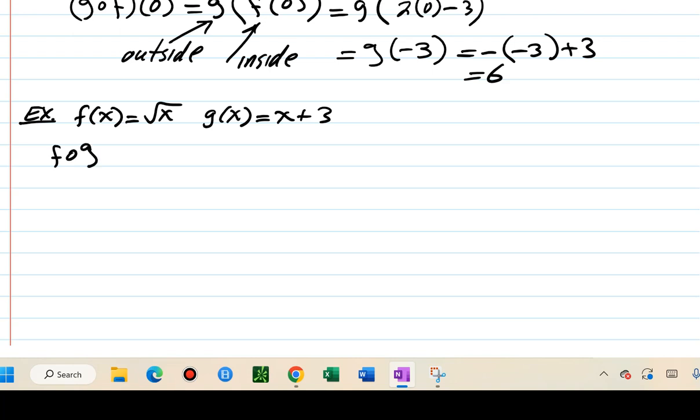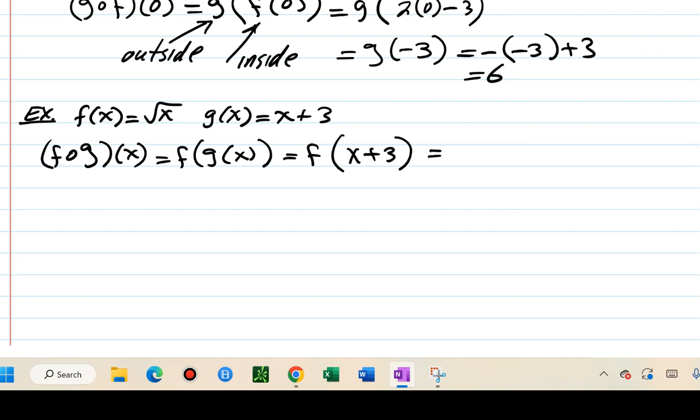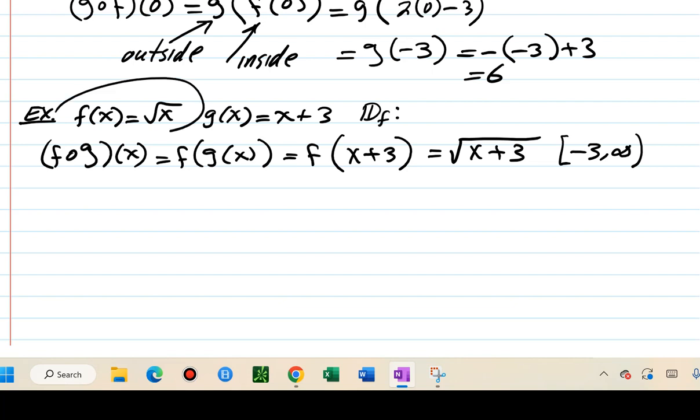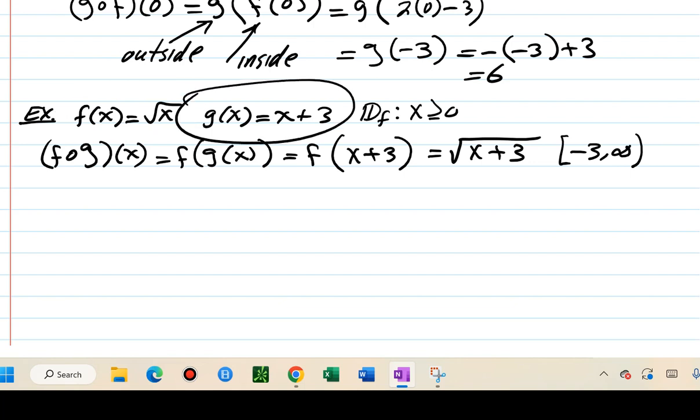So f circle g of x, outside function f, inside function g. So that's going to be f of x plus 3. The way f handles the input, it takes the square root of its input, and there we go. That's what that one is. What's the domain of the radical? It's going to be -3 to infinity. Oh, I forgot to write that. The domain of f, what f can process, x greater than or equals 0. What's the domain of g? G is a linear function. G says, I'm cool. I can handle any input.